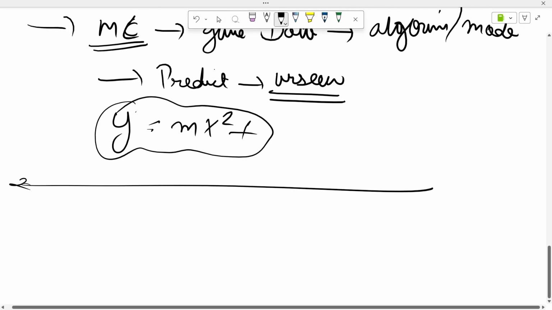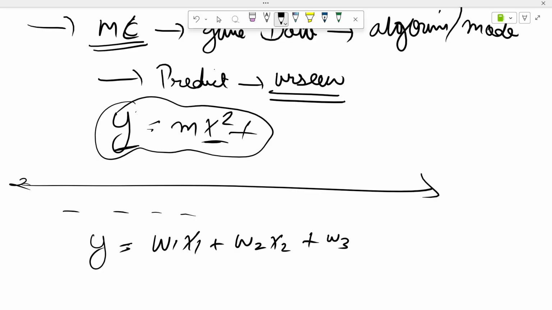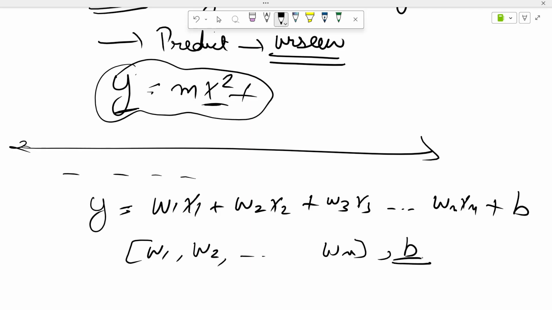Now in this linear regression, there are only two variables, x and y. So let's say if the output depends on multiple variables, how will you write it? y equals, which is a prediction, w1 x1 plus w2 x2 plus w3 x3 dot dot wn xn plus b. So what are this w1, w2? W1, w2 are nothing but weights, and b is the bias value.